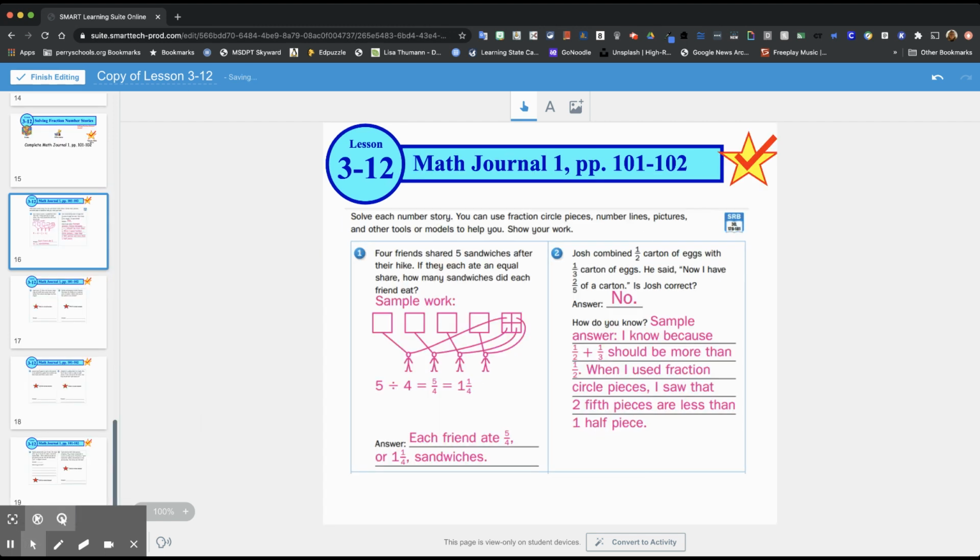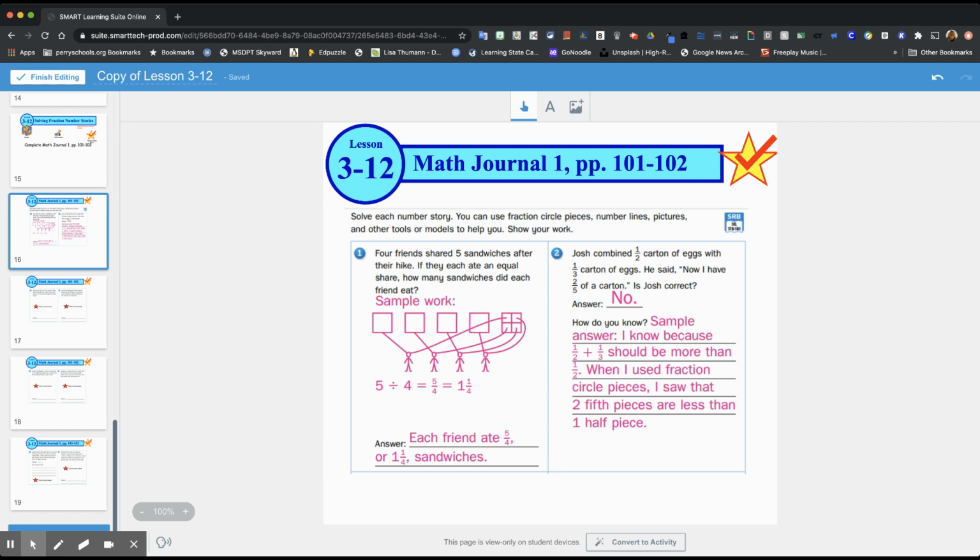We'll start with 1 and 2. Their sample work was a picture. Again, you didn't have to do that. They also did 5 divided by 4 equals 5/4 or 1 1/4. So they said that each friend ate 5/4 of a sandwich, or they ate 1 1/4 sandwiches. Number 2, they said the answer is no, Josh is not correct.